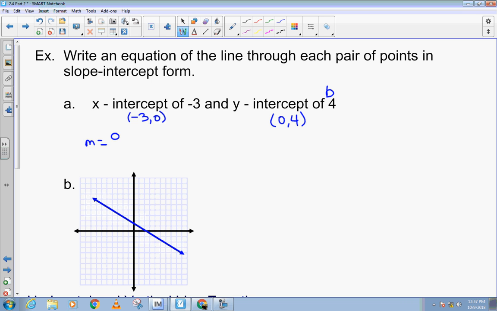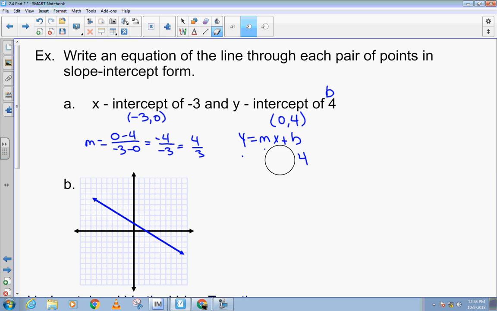So I'm going to do 0 minus 4 over negative 3 minus 0, which is negative 4 over negative 3. So my slope is 4/3. So again, I want it in slope-intercept form. And they give me this, I picked the slope. And they gave me my y-intercept. Oops, that's 4/3 x. Sorry, make sure you read the right thing. Y equals 4/3 x plus.